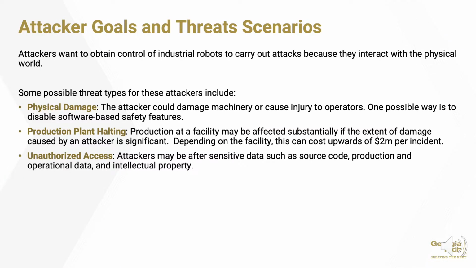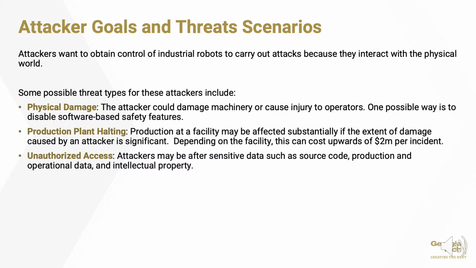So what are some of the attackers' goals and some of the threat scenarios that are at risk here? And the authors say that attackers simply want to obtain control of industrial robots to carry out attacks because they interact with the physical world. So that opens up some additional options that maybe aren't available on a run-of-the-mill corporate network, or if they're an attacker who's just trying to phish someone's email account.